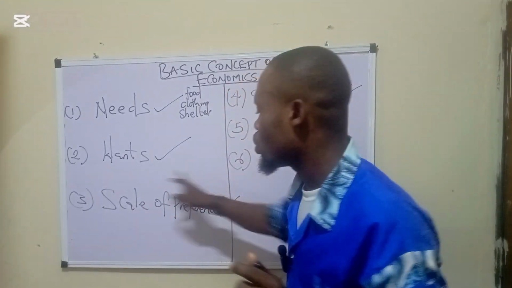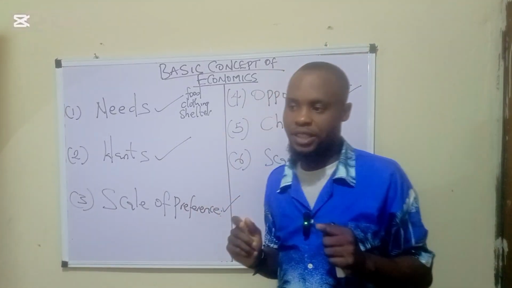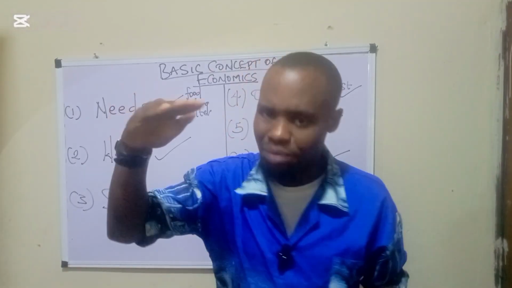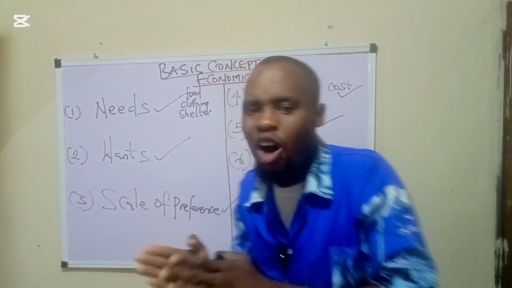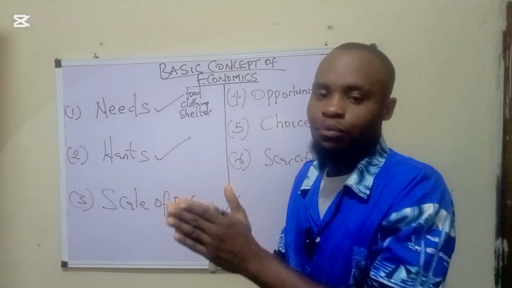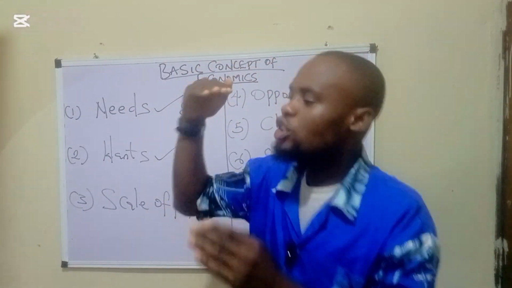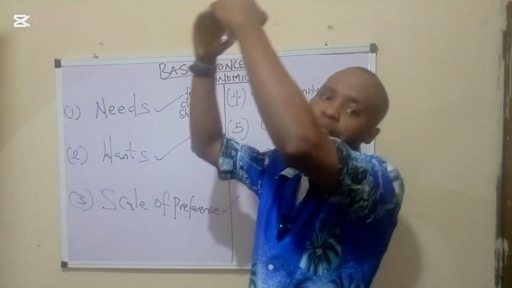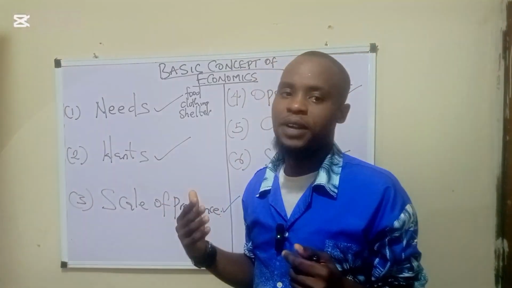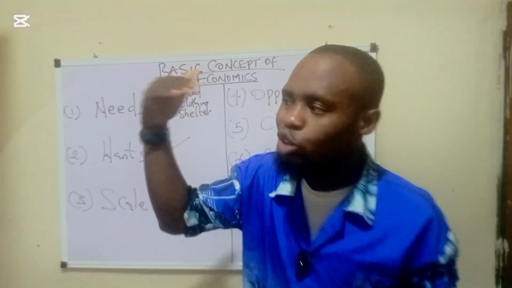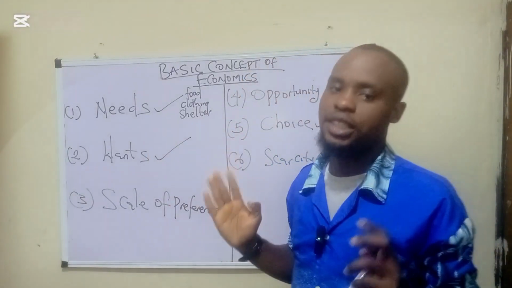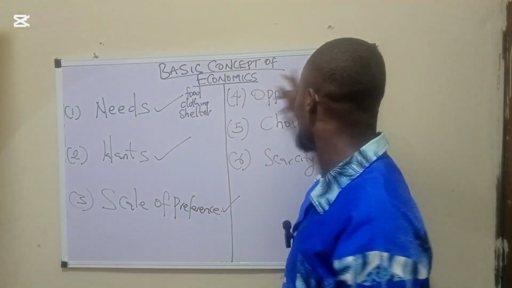So the next one is scale of preference. What is scale of preference? Scale of preference is the list of economic items arranged in order of importance and priority. So when an individual arranges items in order of importance, the one the person wants the most first, it is called scale of preference. I can also say that scale of preference is the ranking of economic items in order of importance and priority.